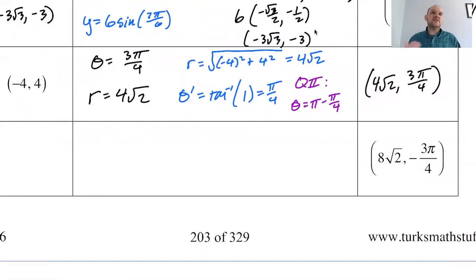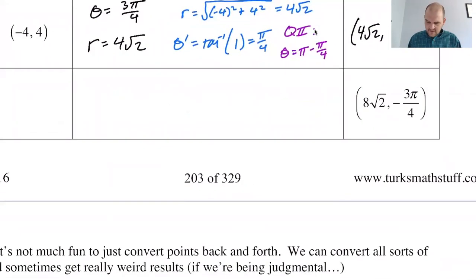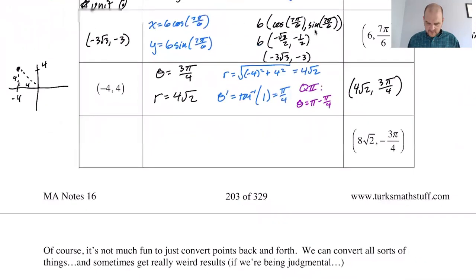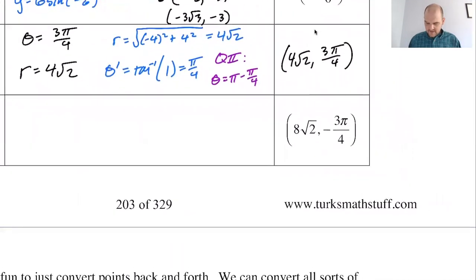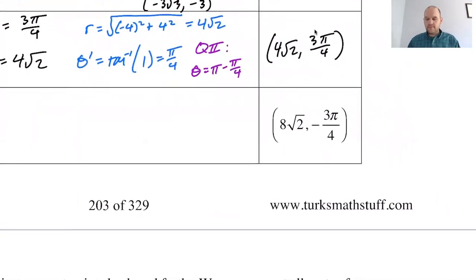It's kind of your call. How can I do the next one in a way that's really similar to the one that I just did? Look at that. I had negative 4, 4, and it gave me 3 pi over 4 and 4 root 2. This feels like a really similar problem. And when you're doing things that are really similar, try to find patterns, draw inferences, look for patterns, use patterns.